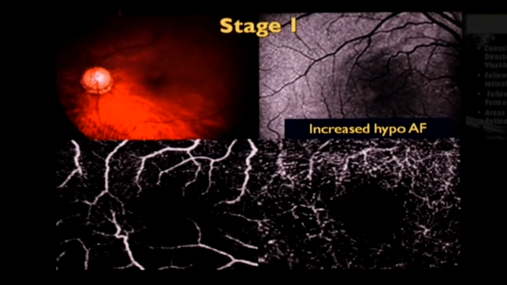The imaging modalities which are really of help are the autofluorescence, where you can see an increased hypoautofluorescence. And what OCTA really shows is an increase in the space between the vessels surrounding the foveal avascular zone at stage 1.